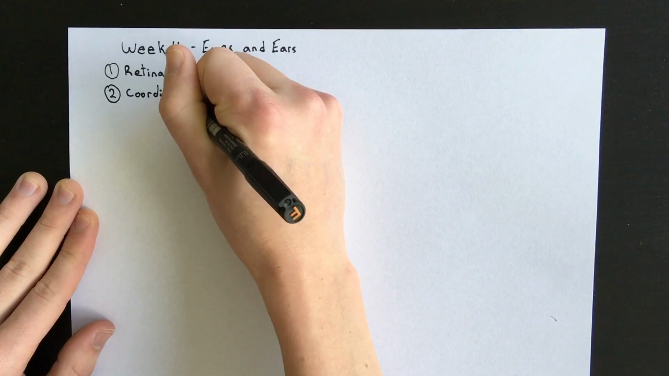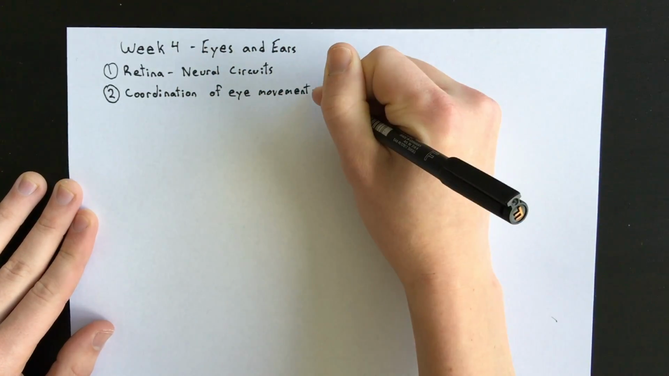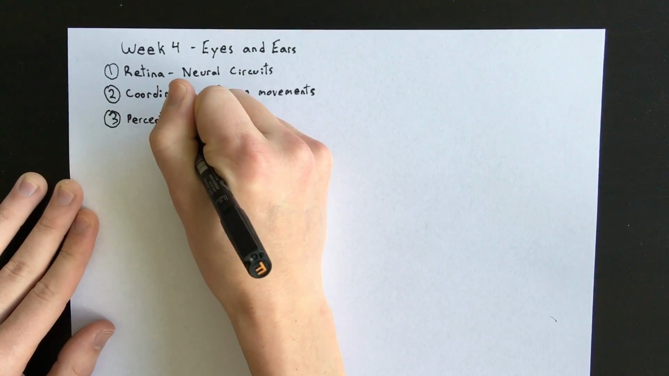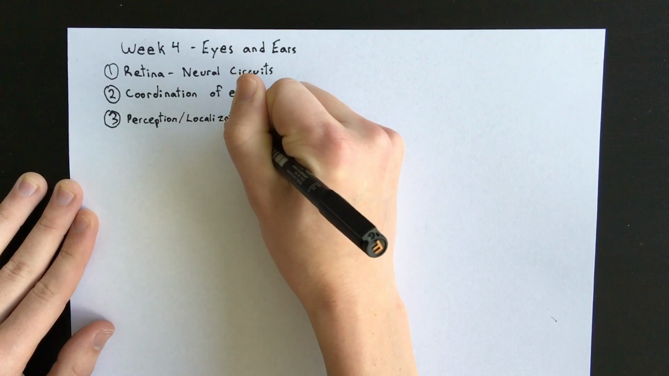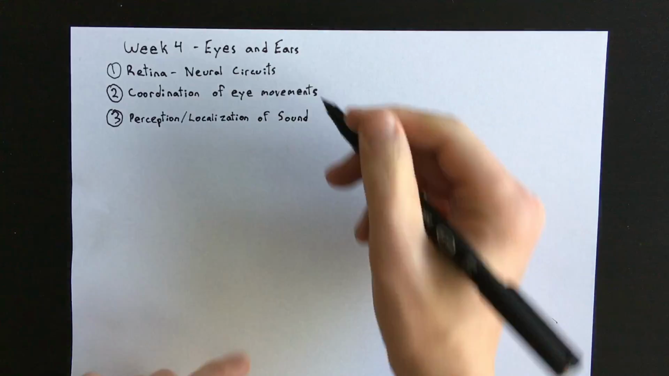I am Tommy Moran, and I've also taken over for your neuroscience coordinator Jono in drawing today, so you'll have to bear with me in that regard. Today we'll be covering 3 main topics: the retina and the neural circuits that run from the retina. We'll be covering coordination of eye movements, and then we'll finish up with perception and localization of sound.